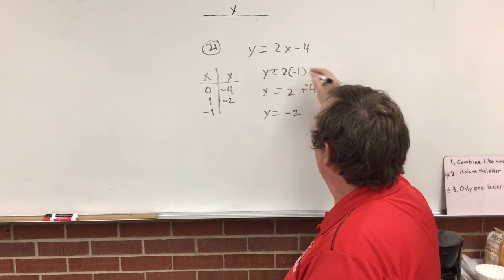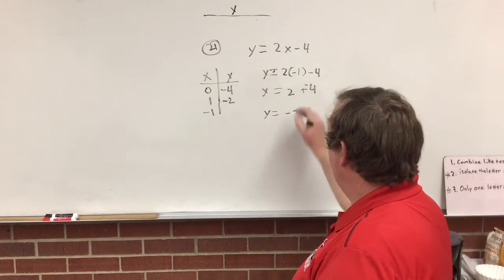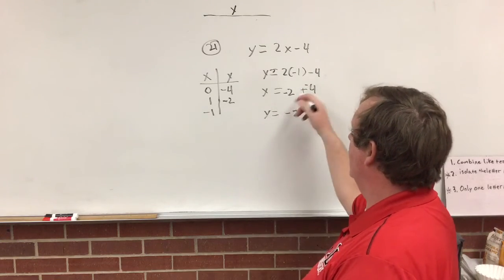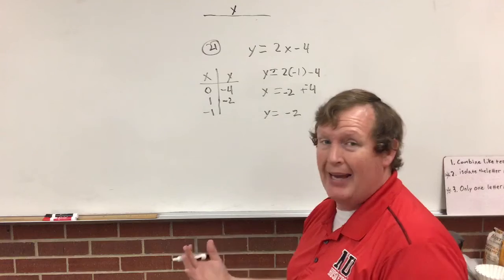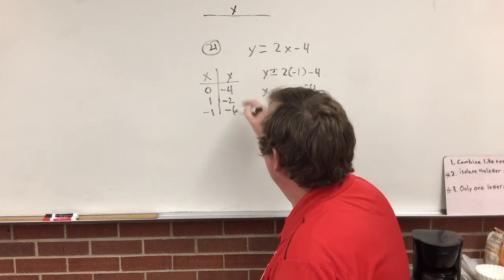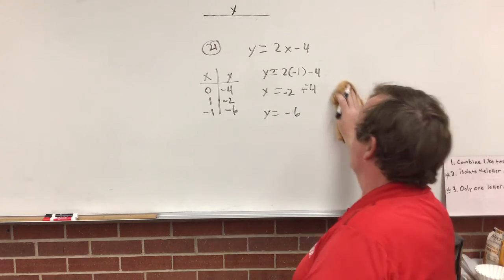Then we do 2 times -1. That would make -2. Now we got both of them with negatives. Same signs, add and keep the sign. So that becomes -6. Okay, we got our T-chart. You see how I do my work there.